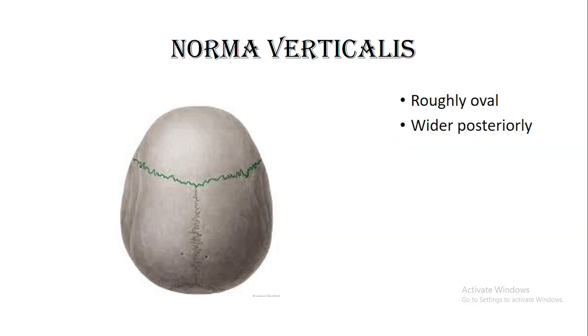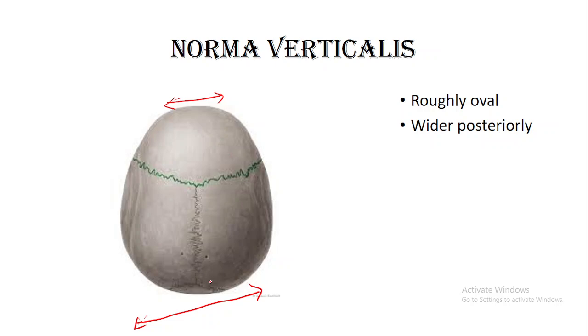Coming to norma verticalis. Norma verticalis is, as I already told you, the top view of the skull when we see the skull from above. So it looks something like this. It is roughly oval in shape and broader posteriorly. Norma verticalis is broader posteriorly as compared to the anterior aspect.